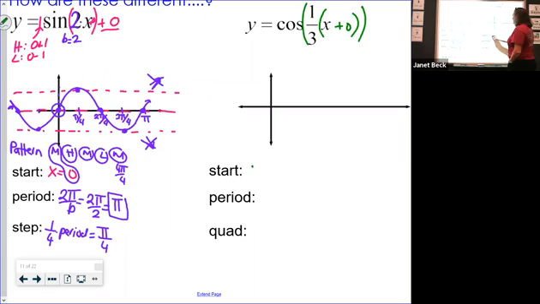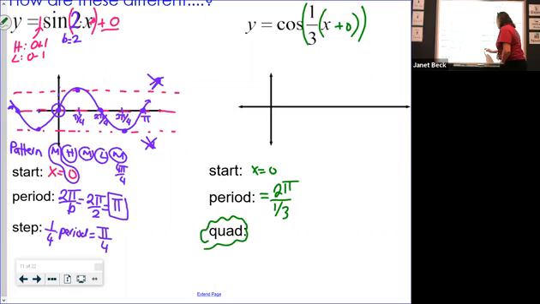Our start is at x equals 0. Our period is the normal period divided by 1/3. Ugh. Now, if you left that like that, we never want you to do that. This is being called quad on this one. Remember, that's just another word for step. I prefer the word step.